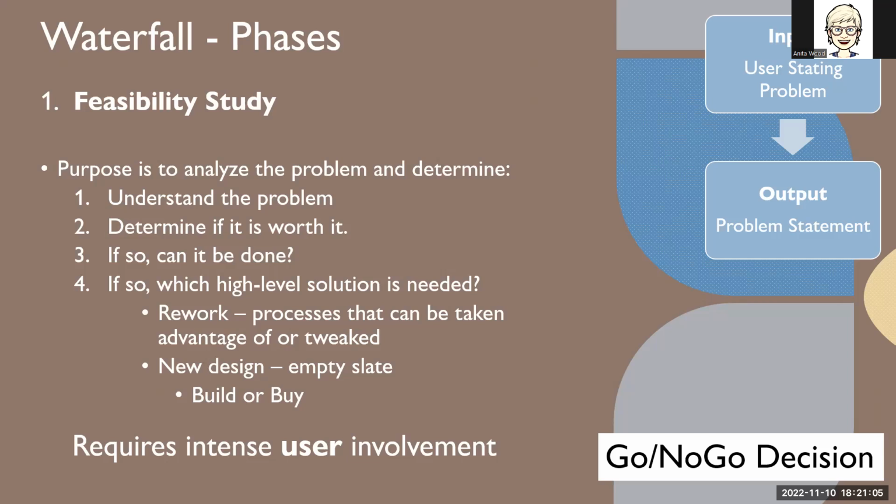The second strategy is more dramatic. The problem requires a new design, meaning there is nothing currently in place we can use. We are starting from scratch. Though we do have two ways to address a new design. We can either build it ourselves or purchase something that is already commercially available.